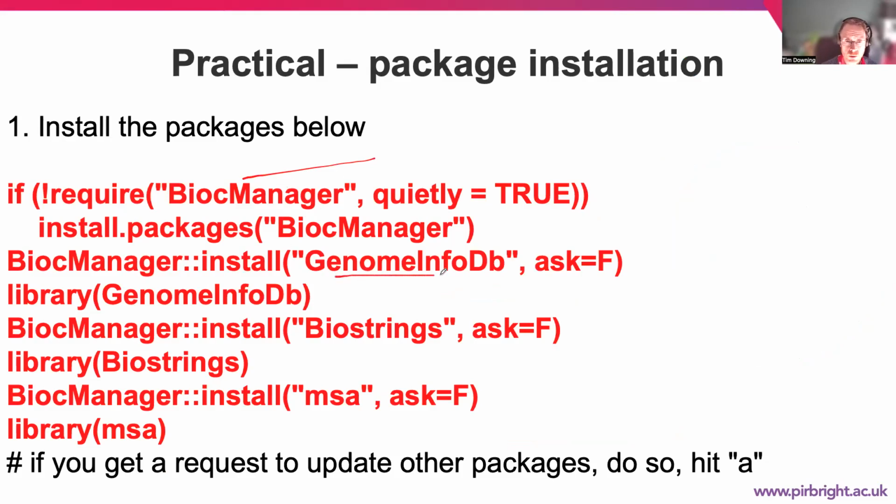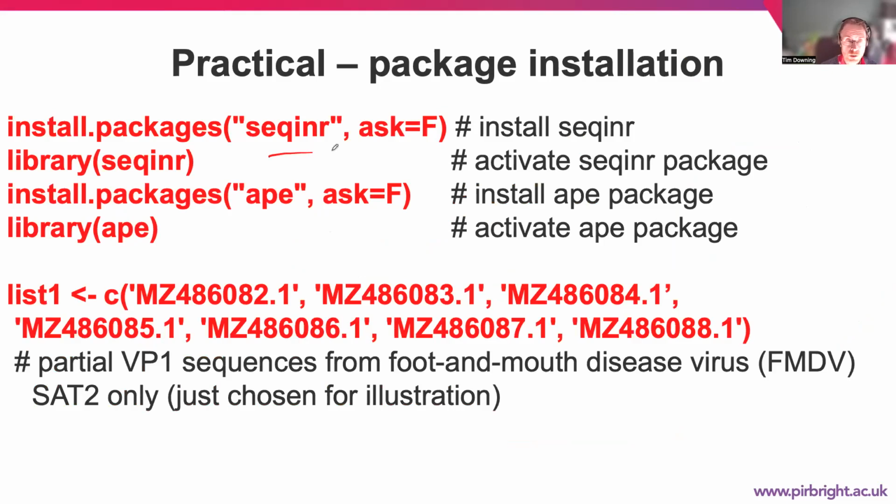We're going to use GenomeInfoDb, which is a required package for Biostrings and needs specific updating in my experience. We'll use msa for constructing multiple sequence alignments. We'll use seqinr for obtaining sequence data and ape for phylogeny construction. I'll then use these accessions as an example set of samples for foot-and-mouth disease virus, the VP1 region only, to construct a basic tree based on those short sequences.